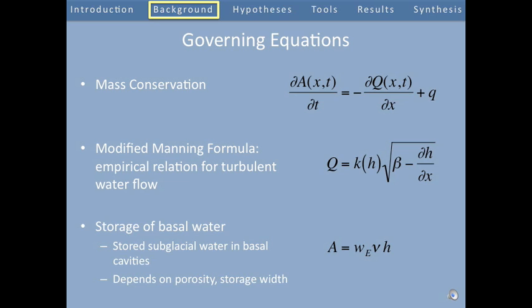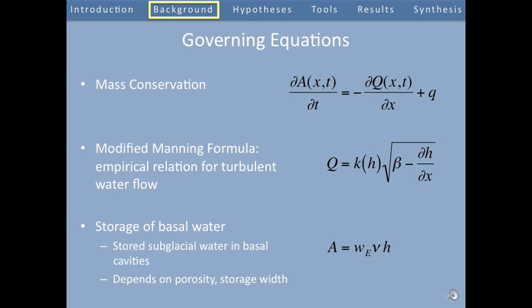Next, I'm going to summarize all the expressions we have derived or argued for so far and use those to come up with a governing equation for the pressure head. So to begin with, we arrived at an expression for mass conservation. Simply stated, that is that the time rate of change of storage area at the bed is equal to the negative of the down glacier discharge gradient plus a source. After that, we got the modified Manning formula. That was an empirical relationship for turbulent water flow, which gave us the discharge as a function of volumetric hydraulic conductivity multiplied by the square root of the down glacier hydraulic gradient.